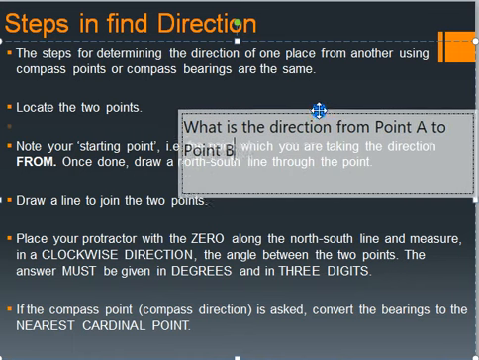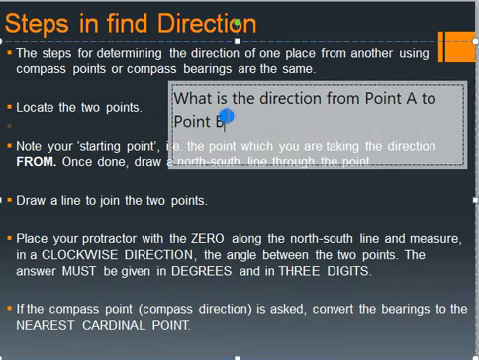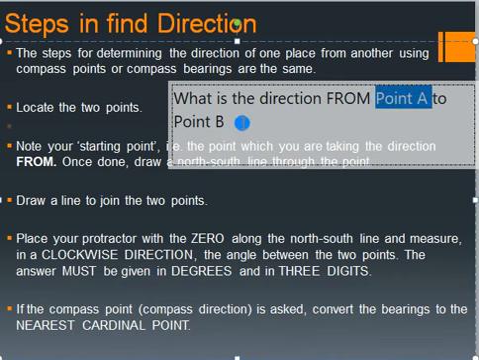Again, since the question says the starting point will be whatever comes after the word from, point A comes after the word from. So in this case, the starting point will be point A, not point B, because it asks what is the direction from point A. So your starting point comes after the word from, so it will be from point A to point B. So it's important to know those starting points.